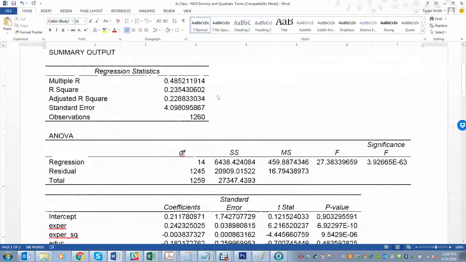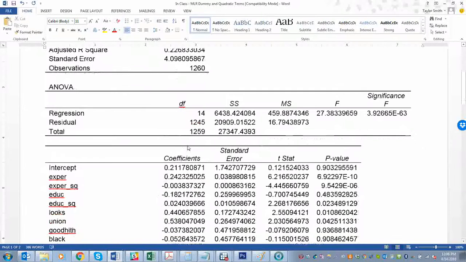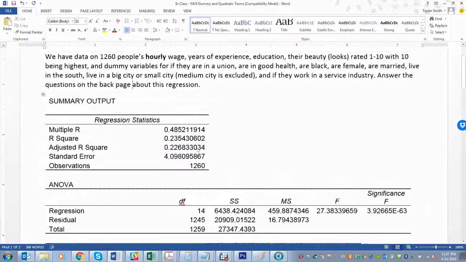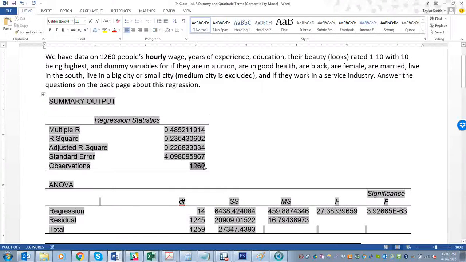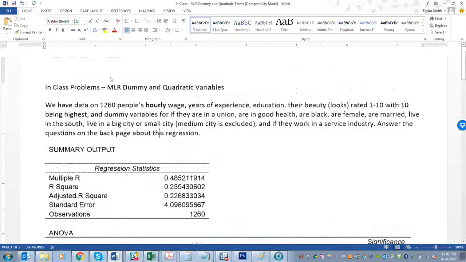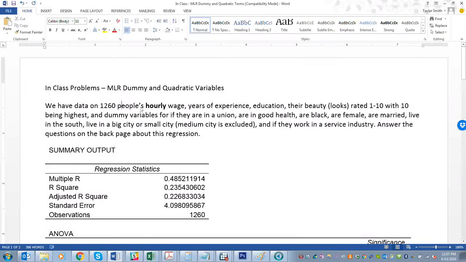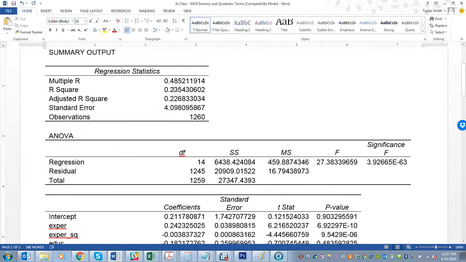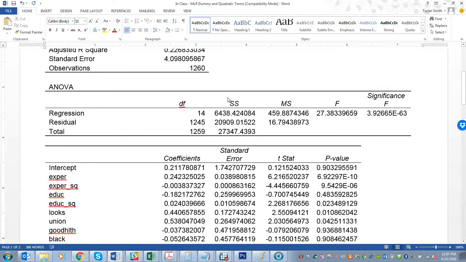Here you have the full regression output. Notice there's nothing to fill in here. This is exactly how it would have come out of Excel. Notice we do have our number of observations here, which is 1,260, which is exactly what we said, so everything's matching up pretty well. Just to point out, we have an R squared of about 24%. So we're explaining a quarter of the variation in people's wages using these variables here.